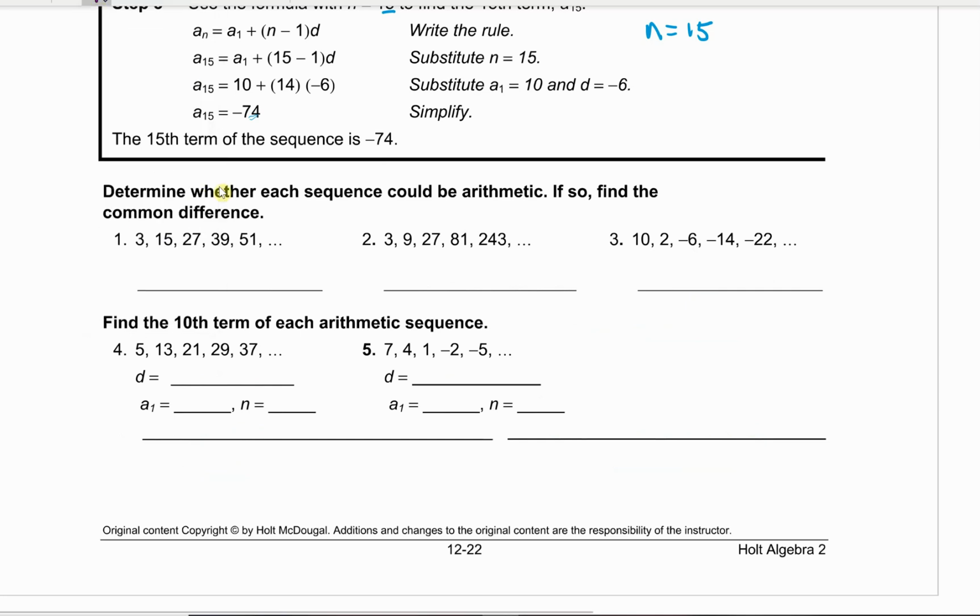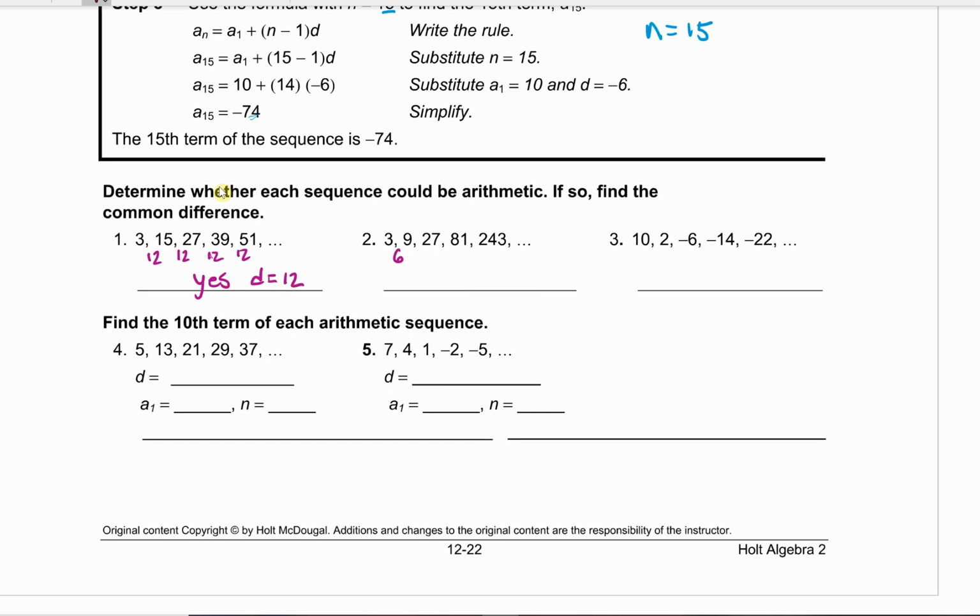If we look at these guys here, what is the common difference? So 15 minus 3 is 12. 27 minus 15 is 12. 39 minus 27, can't do that one off the top of my head. 39 minus 27. Hey, guess what? It's 12. I'm going to assume that's also 12. I'm going to say yes. And d equals 12.